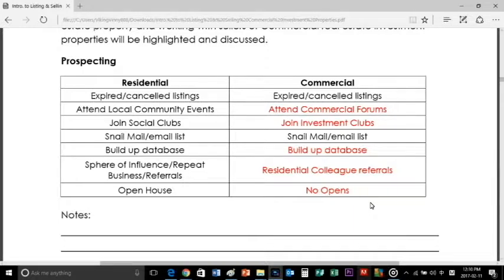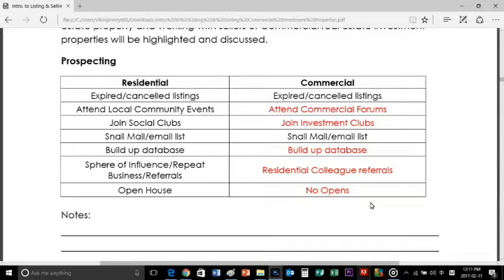Prospecting. So we have residential on the left and commercial on the right. So residential, we have expired, canceled listings. Commercial, the same. Residential says attend local community events. Commercial says attend commercial forums. Residential is join social clubs. Commercial is join investment clubs. Residential is snail mail, email list. Commercial's the same. Residential says build up database, and commercial says the same.